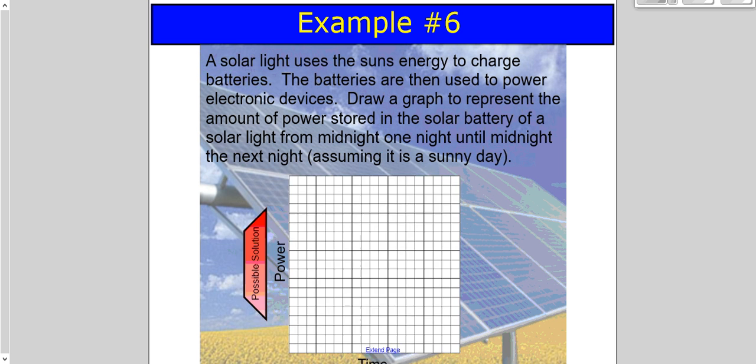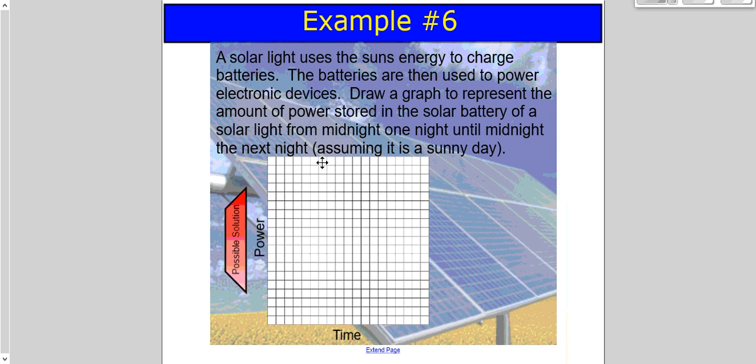All right. So this one, we want to think about it. The bottom would represent time, and then it would be power. Let's say that it's going to start from midnight one night until midnight the next night. So from midnight till, let's say, 6 a.m., 1, 2, 3, 4, 5, 6, so let this be 6 a.m., we're not going to get any power because there's no sunlight out.